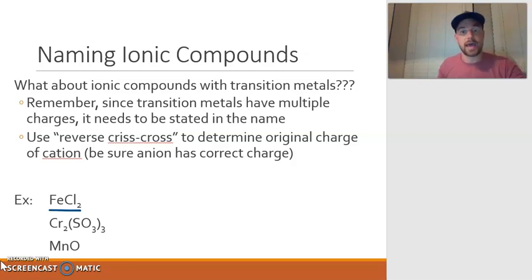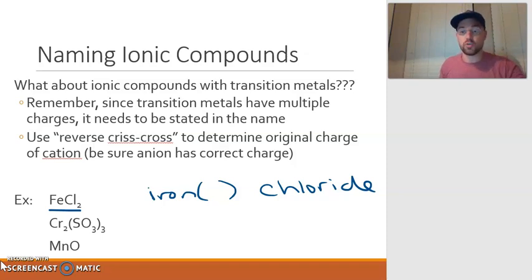Well, what's the name of the cation? It's iron, but it's a transition metal, so it's iron something. And then what's the name of the anion? Chloride ion. We just removed the word ion. So it becomes iron something chloride. How do you figure out what the charge is here for iron?